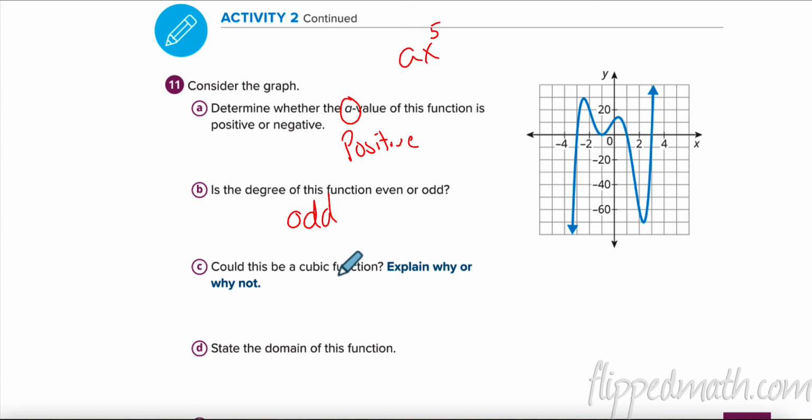All right, could this be a cubic? Well, if it's a cubic, that means it has at most 3 zeros. How many zeros does it have? It has 1, 2, 3, 4. So it cannot be a cubic, can it? No. Too many zeros.